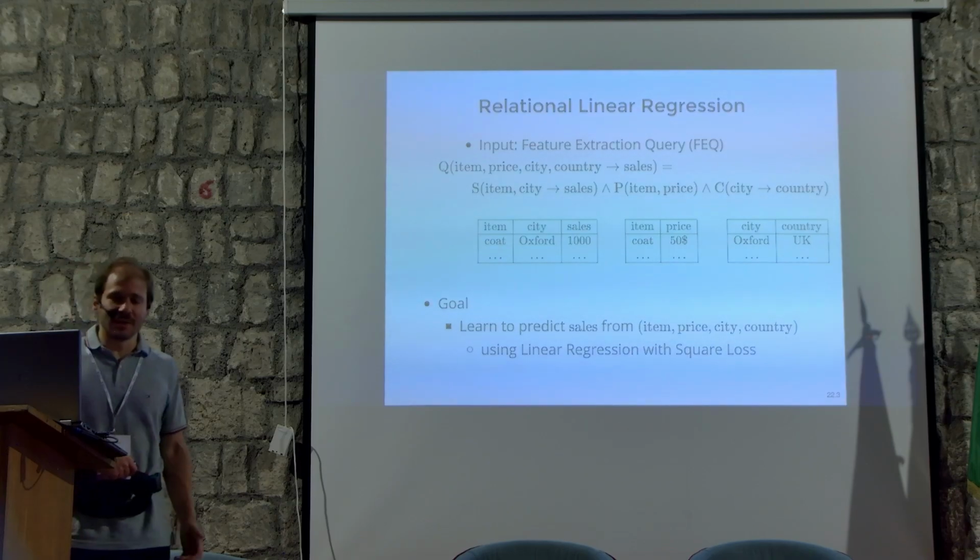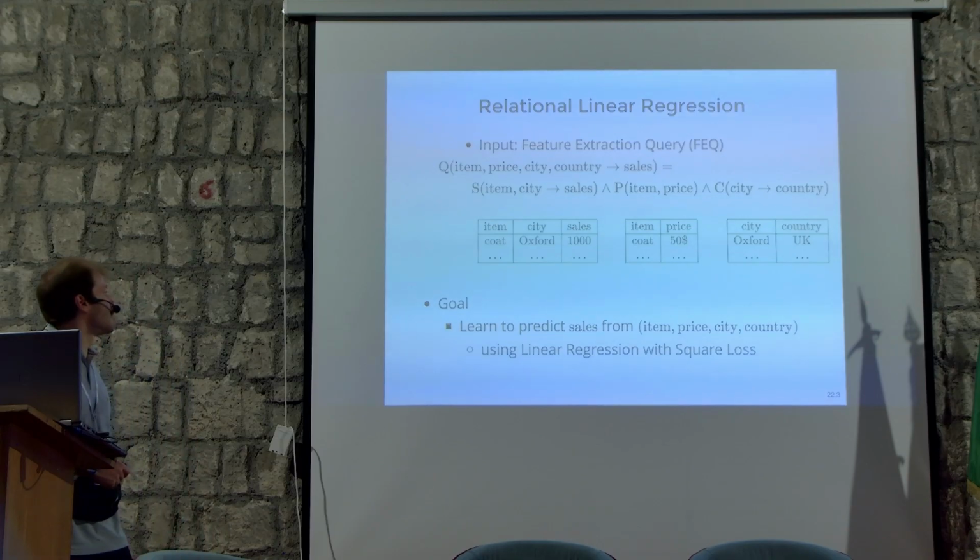However, the only trick here is that we don't want to compute the output of this query explicitly. We want to run linear regression directly on these input tables for performance considerations, for one thing, which is, as we mentioned before, the output of this query could potentially be asymptotically larger than these input relations.